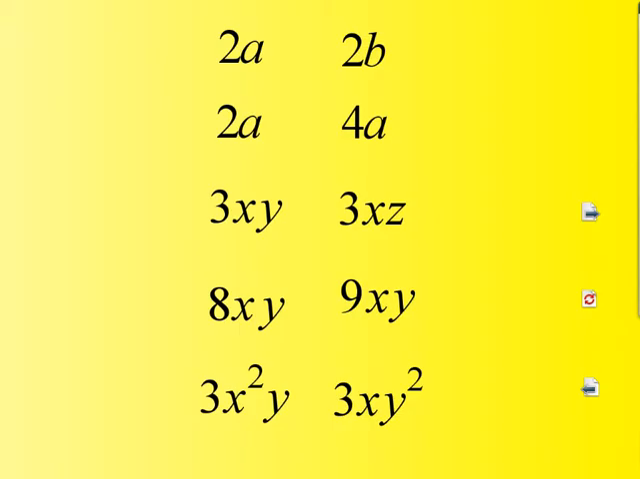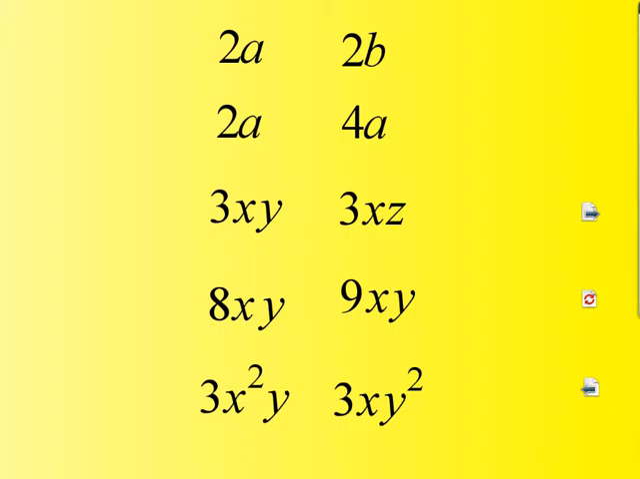However, when you compare the 2a and the 4a, then you see that they are like terms. They are like terms because they both have the same variable, a here and a there, and it doesn't matter that the coefficient is a different number. What makes them like terms is the variable.